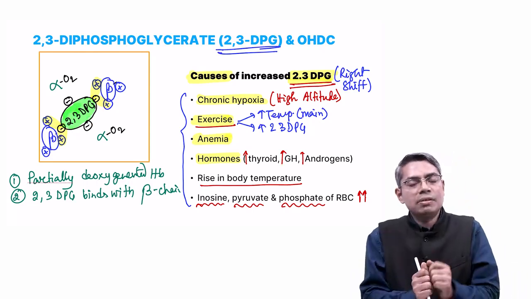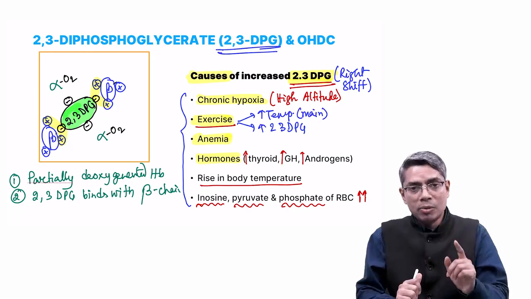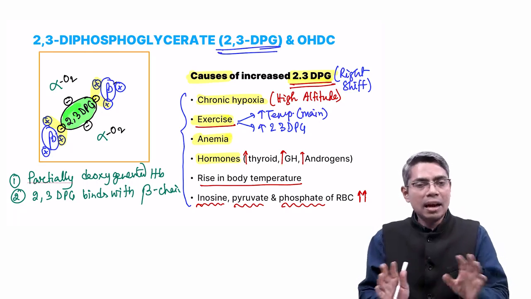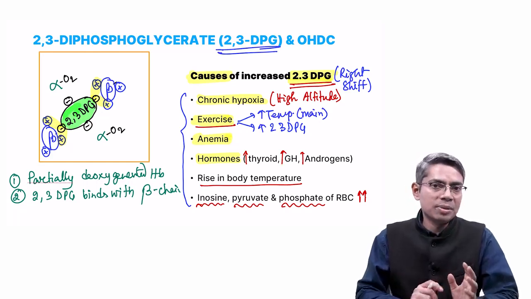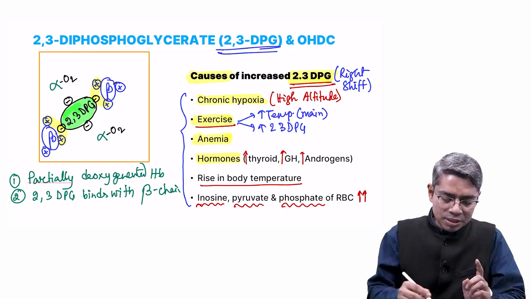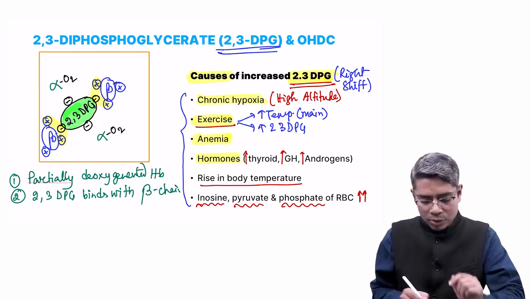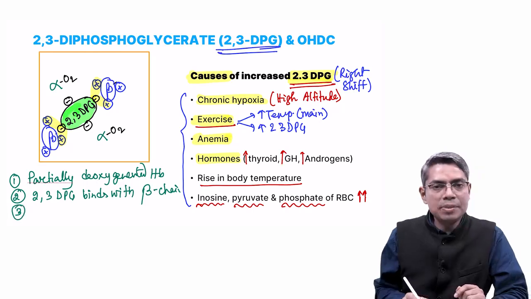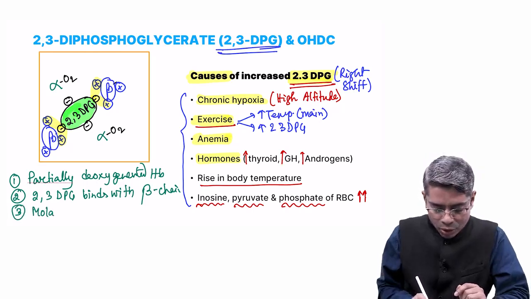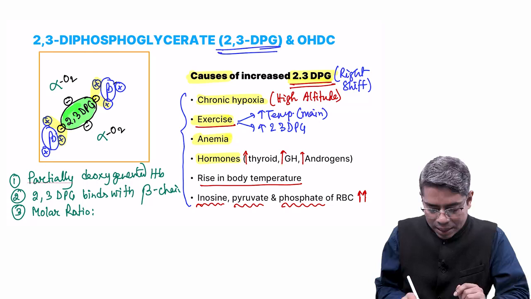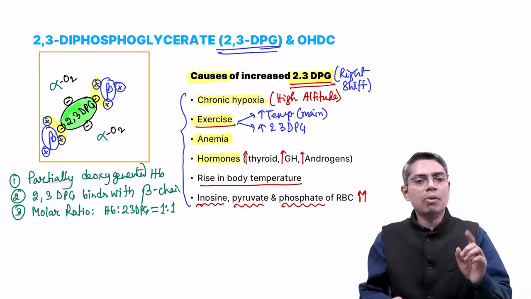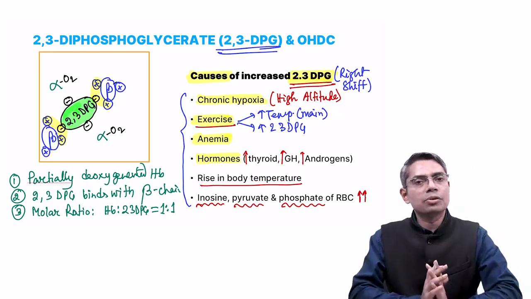So the beta chain is required for binding of one molecule of 2,3-DPG in hemoglobin, and the alpha chain cannot bind with 2,3-DPG. So the total amount of 2,3-DPG that binds with one molecule of hemoglobin is only one. That's why there is an MCQ in AIIMS asking what is the molar ratio of hemoglobin to 2,3-DPG. It will be 1:1. Very important point.